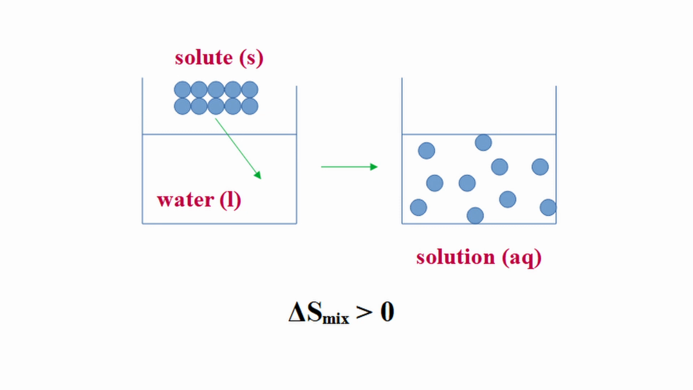The energy of the particles is concentrated in a smaller amount of space in the solid, while it is dispersed in a larger amount of space throughout the solution. Thus, energy dispersal also increases, with a consequence that delta S mixing is positive.